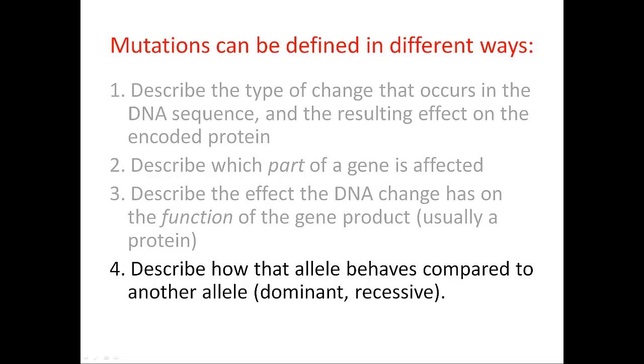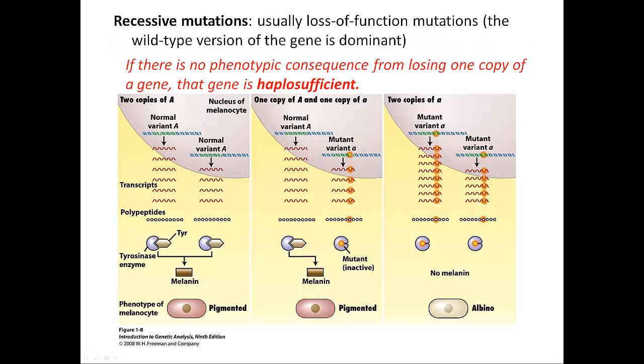Lastly, mutations can be defined by how that allele behaves compared to another allele, and that's when we're going to use these Mendelian terms dominant and recessive. So recessive mutations are almost always loss of function mutations or amorphs. And the reason why is because most genes are something called haplosufficient.